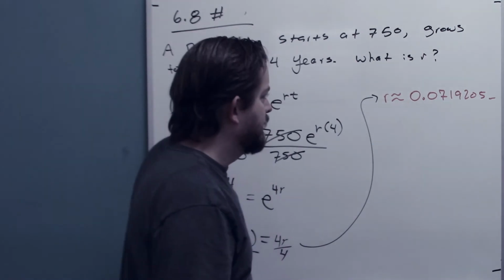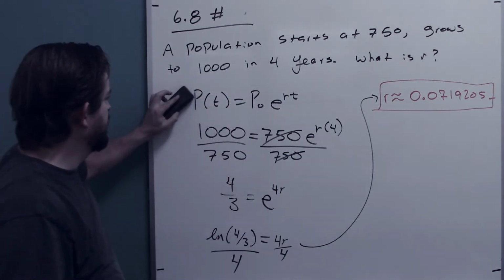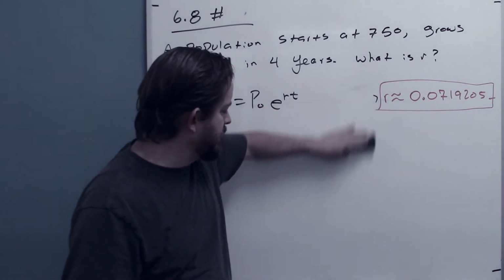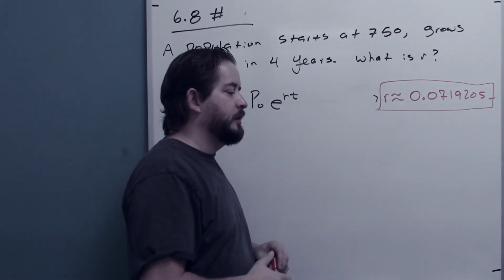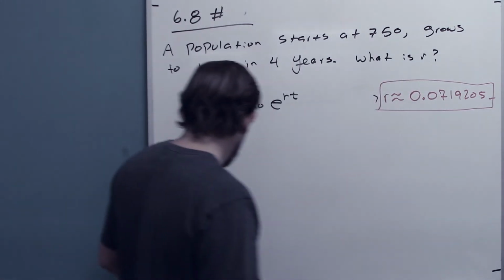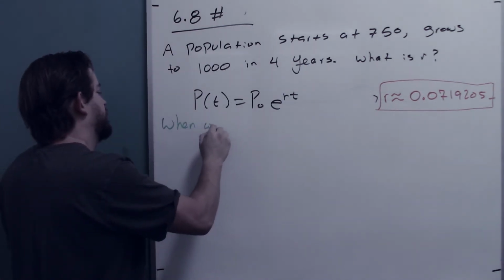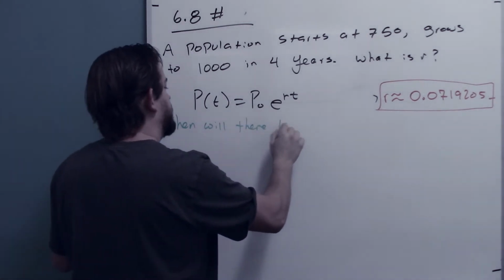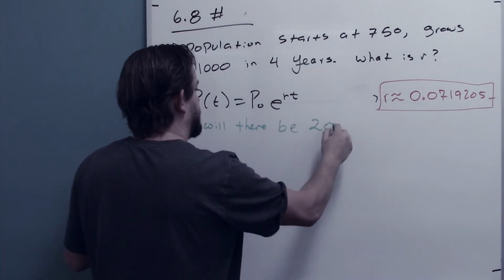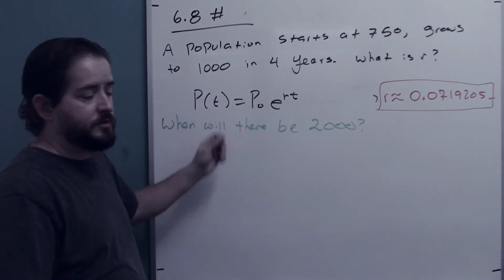Click that button. All right, now that I know this, I don't need this work anymore. I do need the space so that I can find the next question, the number of years before the population reaches 2,000. When will there be 2,000? So solve for t if my population at that point in time is 2,000.